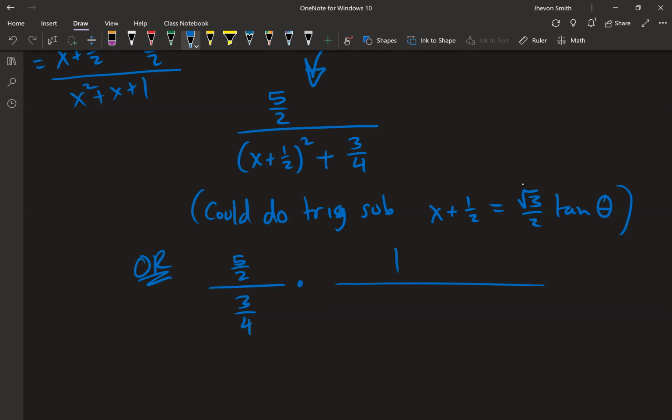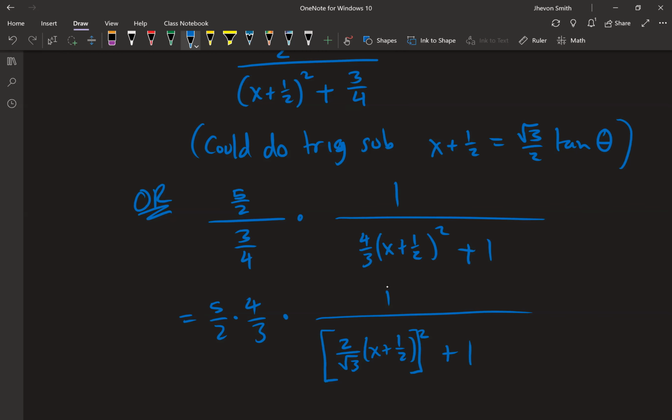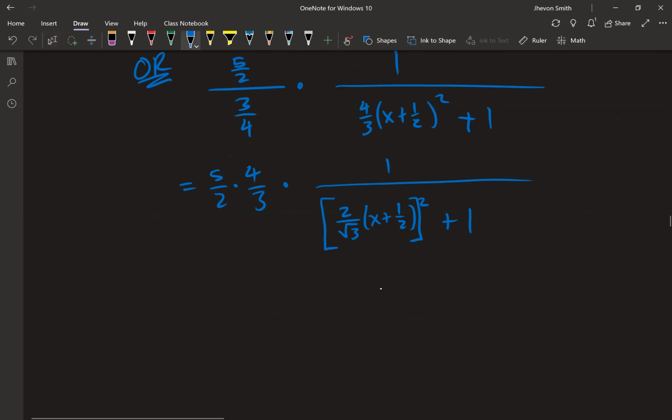And I would be left over with 4/3 x plus a half squared plus 1. Then I can bring this 4/3 inside the square. So this is now 5 over 2 times 3 over 4 times 4 over 3. Keep, change, flip. And here I bring the 4 over 3 inside. That's going to be 2 over radical 3, that, plus 1. And then at this point, I can do a substitution.